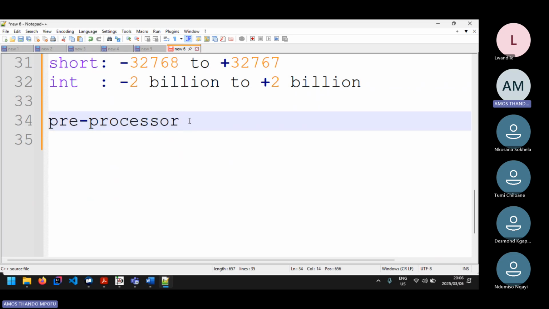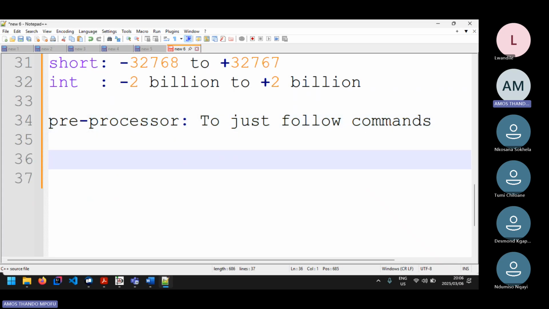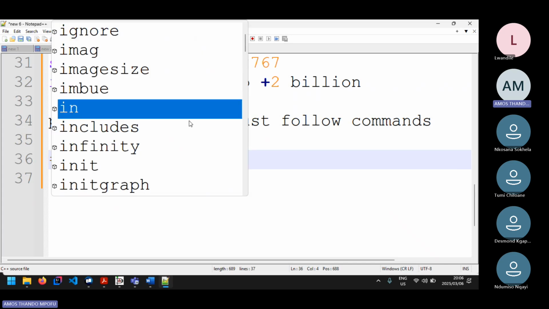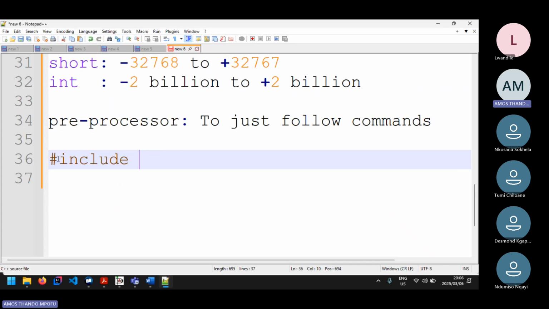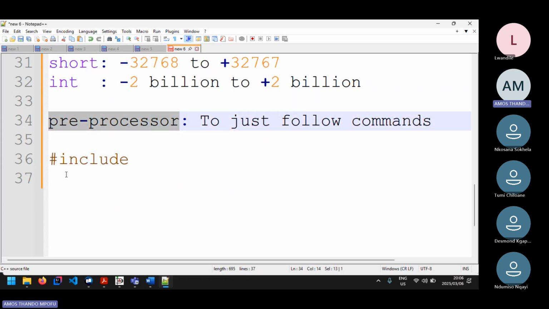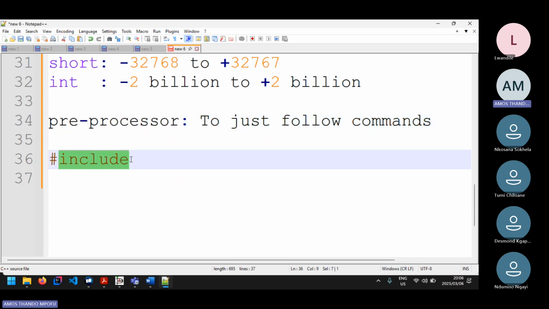So this guy, his task is to just follow commands. I'm going to put it in that way. He is just meant to follow commands. So how do you command it to do something? You command it by starting with the hash symbol. For example, you tell it hash include. That's you telling the preprocessor, I want you to do something. Then it's going to ask, okay, I'm listening. What do you want me to do? Then you tell it include. Therefore, it's going to go and look for that file and include it into your .cpp file.